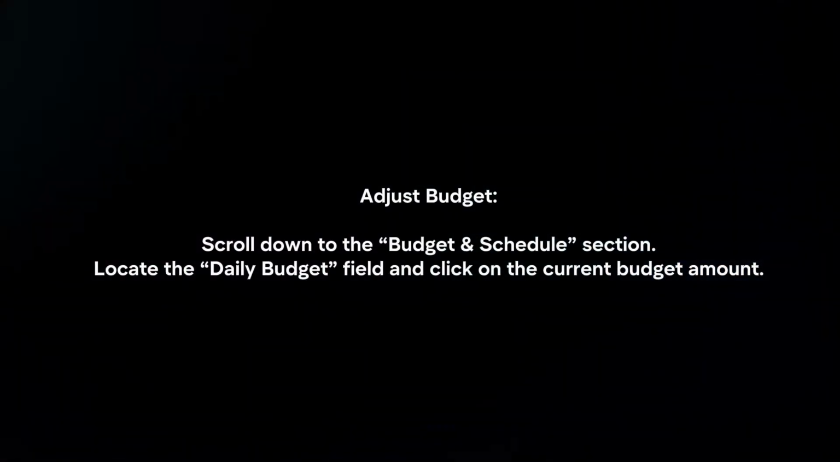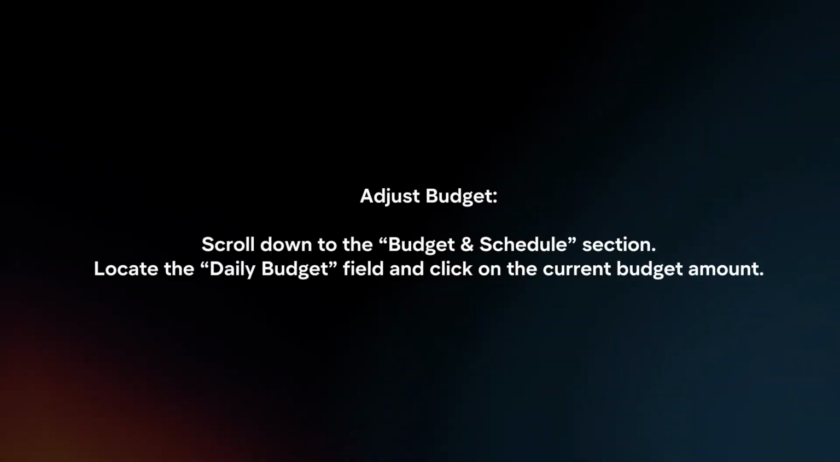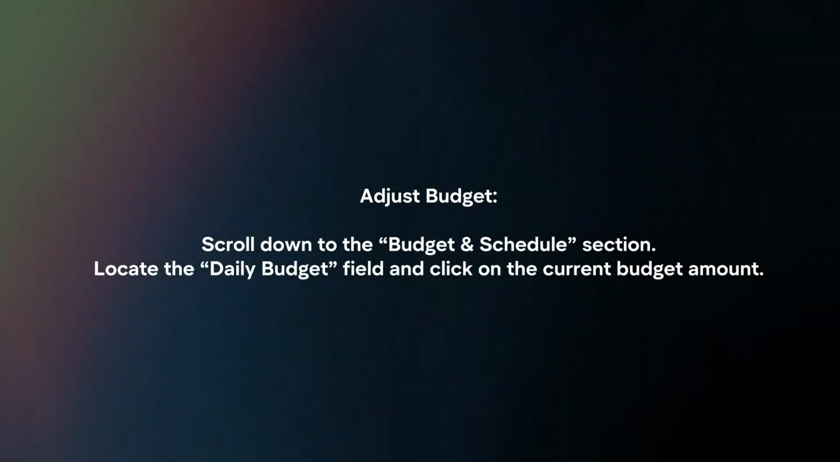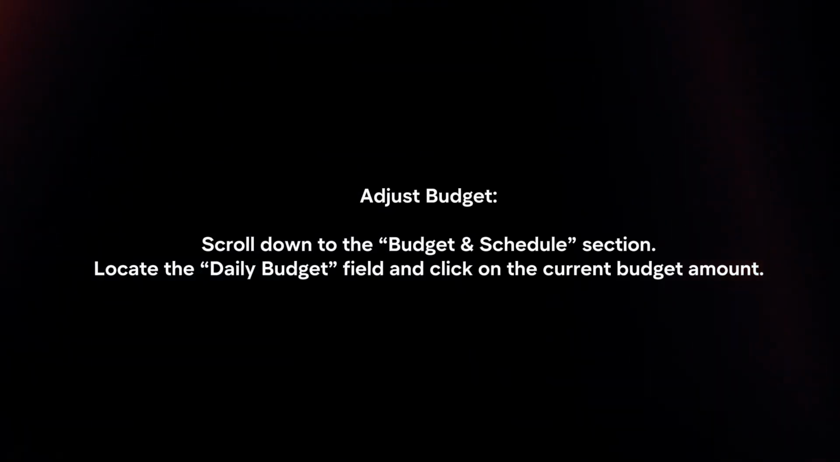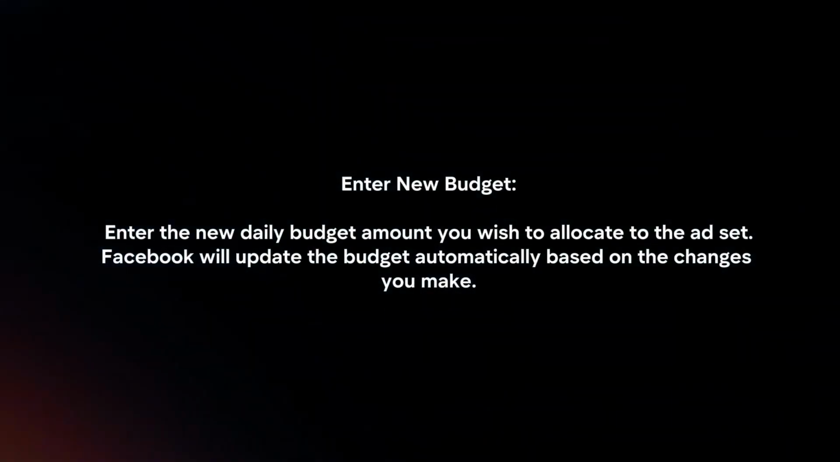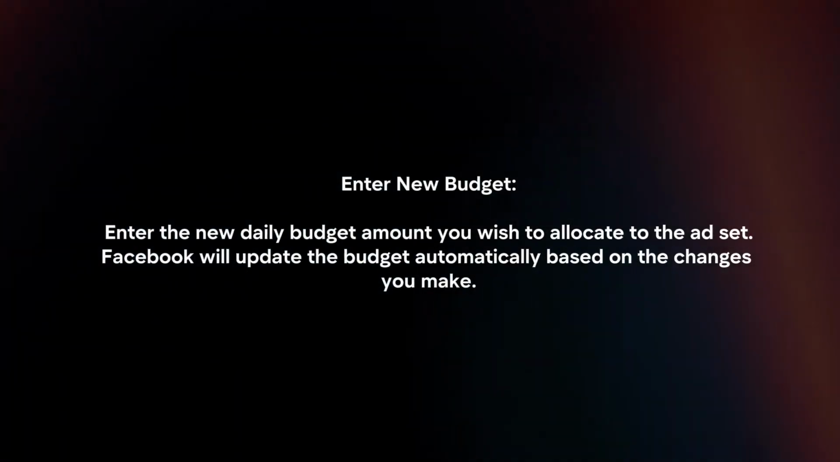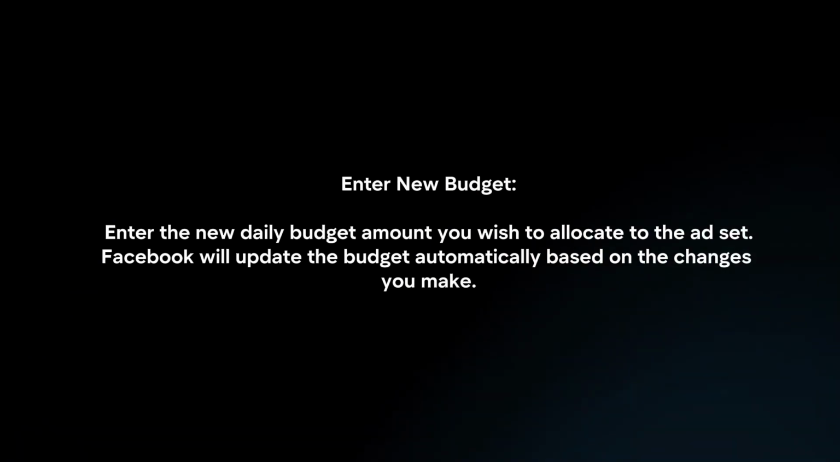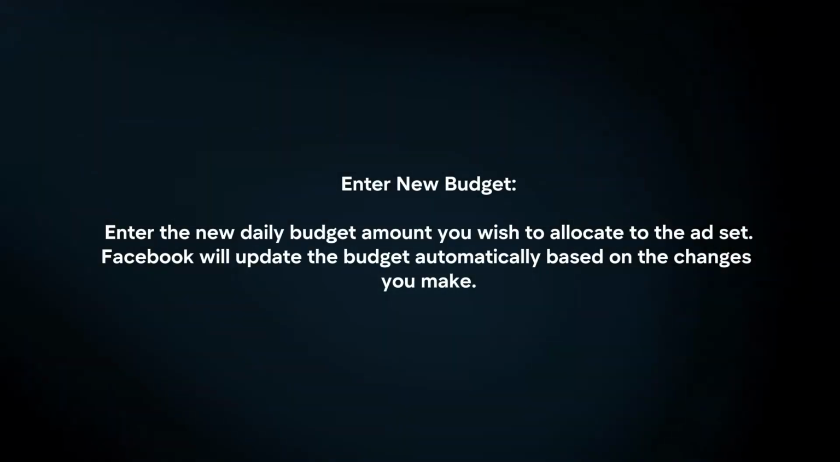Adjust budget. Scroll down to the budget and schedule section. Locate the daily budget field and click on the current budget amount. Enter new budget. Enter the new daily budget amount you wish to allocate to the ad set. Facebook will update the budget automatically based on the changes you make.